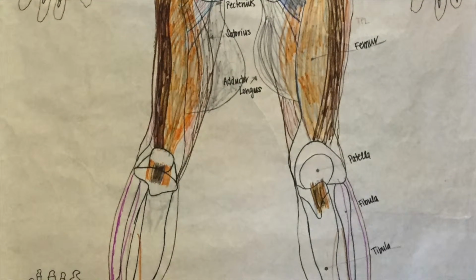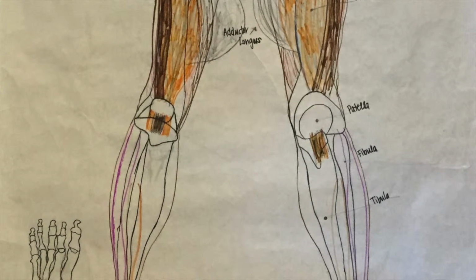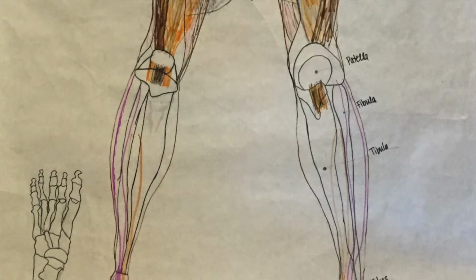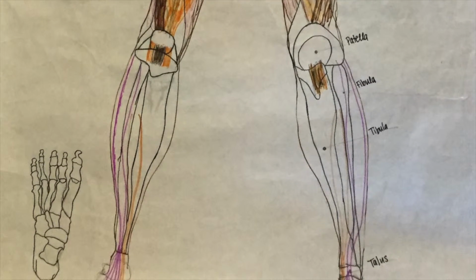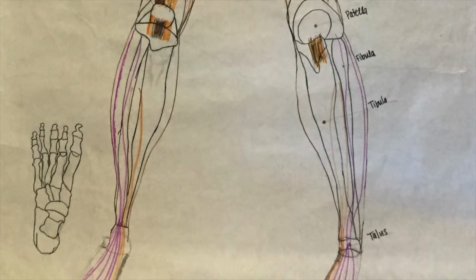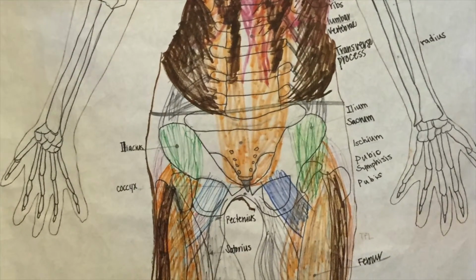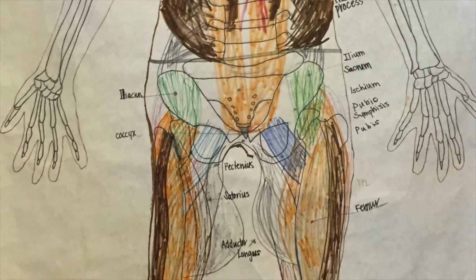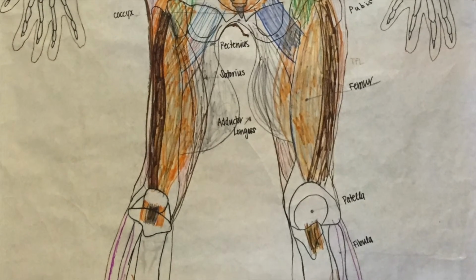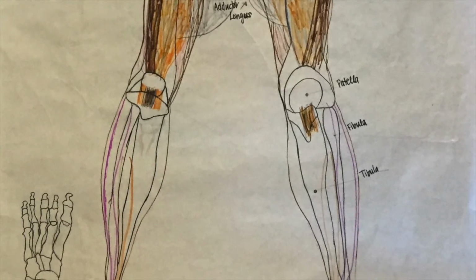The iliacus' origin is the iliac fossa. It inserts at the lesser trochanter, and its action is that it flexes the thigh. And the sartorius' origin is the anterior superior iliac crest. It inserts at the medial side of the tibial tuberosity, and it flexes the thigh and knee and rotates laterally. Then we drew the gluteus maximus, whose origin is the surface of the ilium. It inserts at the lateral condyle of the tibia, and its action is that it adducts the hip and laterally rotates the thigh.